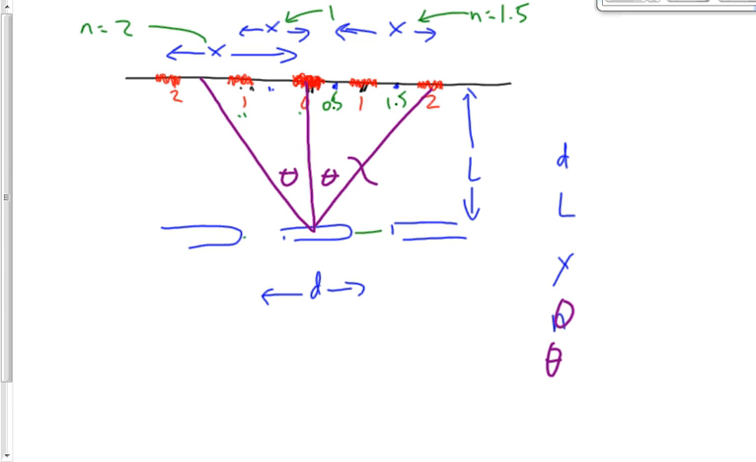In this case, n would be what? Caitlin, what's n going to be in this case? 2. Good. And what's n going to be in this case, Talia? Good. Good. Excellent.